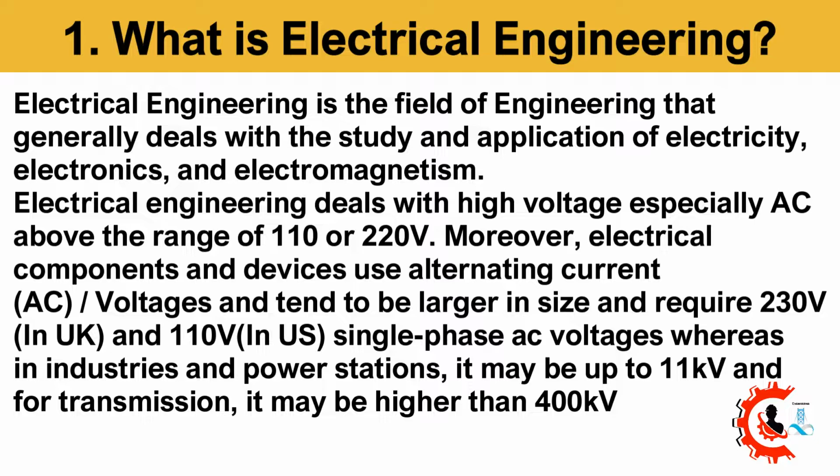Moreover, electrical components and devices use alternating current, AC voltages, and tend to be larger in size and require 230 V in UK and 110 V in US single-phase AC voltages, whereas in industries and power stations, it may be up to 11 kV, and for transmission, it may be higher than 400 kV.